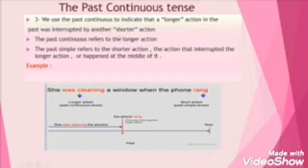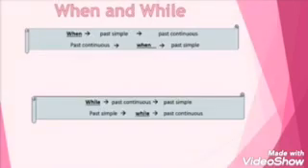Let us go to a very important part of the past continuous and very famous in many curriculums, which is when and while. When and while are used in sentences with the past continuous tense in the following cases and in the following form. Okay, you can check with me. For example, when is usually followed by the action that's in the past simple and then the action in the past continuous.